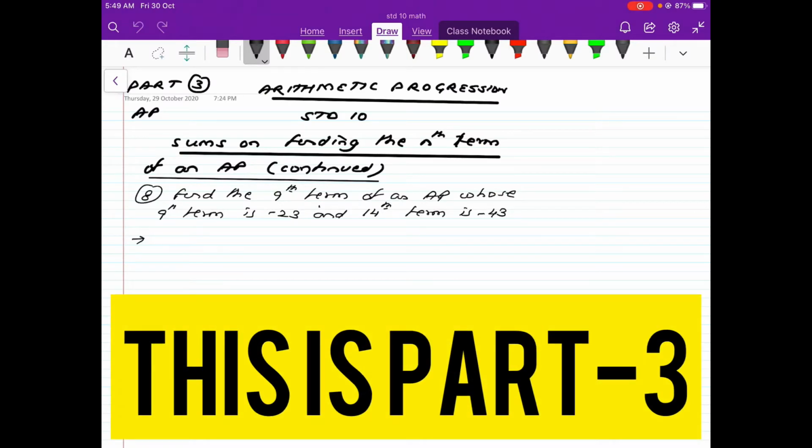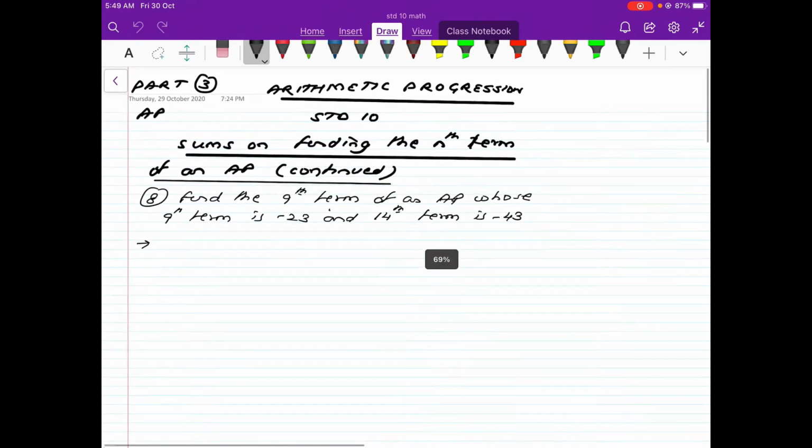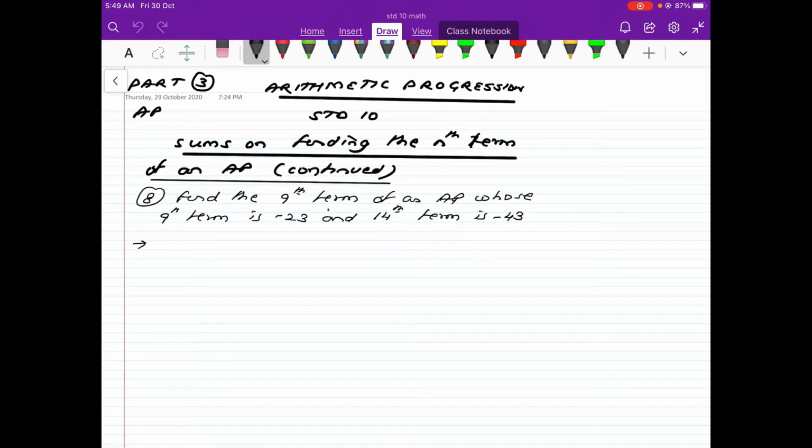This is part 3 of the chapter Arithmetic Progression of Standard 10th. So continuing the sums on finding the nth term of the AP, we reach the next sum, which is the 8th sum.